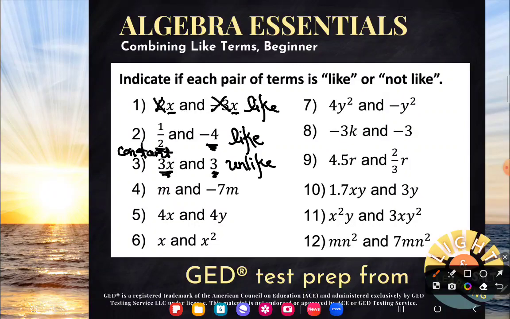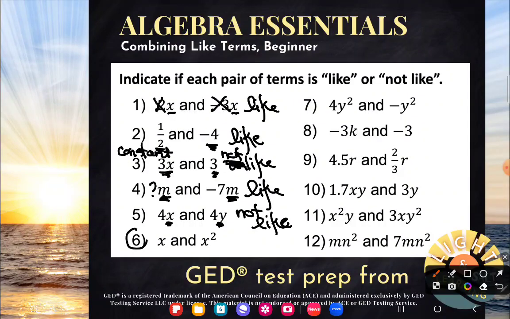Wonderful. Next one throws a lot of students because they don't see a number out front of the m, and that's okay. It doesn't matter if you see a number out front of the m there. It is still an m term, and this is still an m term, and therefore those guys are like. Now, of course, if this is an x term and this is a y term, we are unlike or not like. Oh, my directions said not like. I'm fired. And so, yeah, different variables means not like.